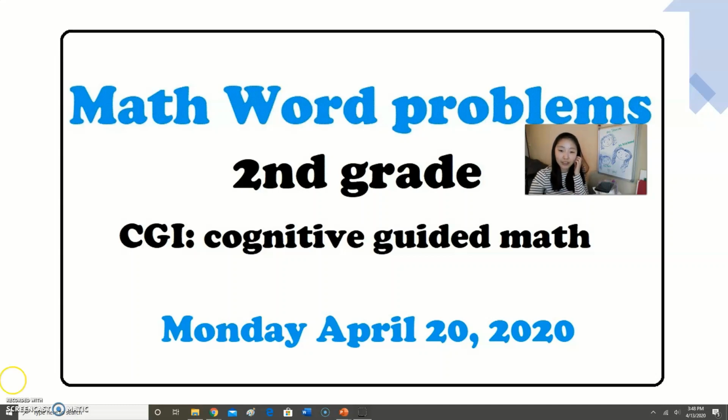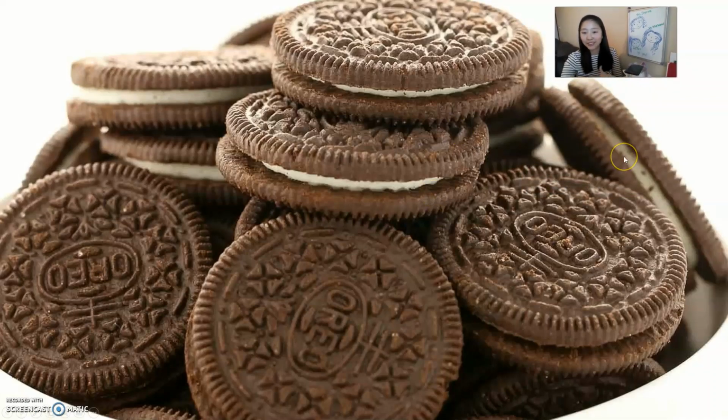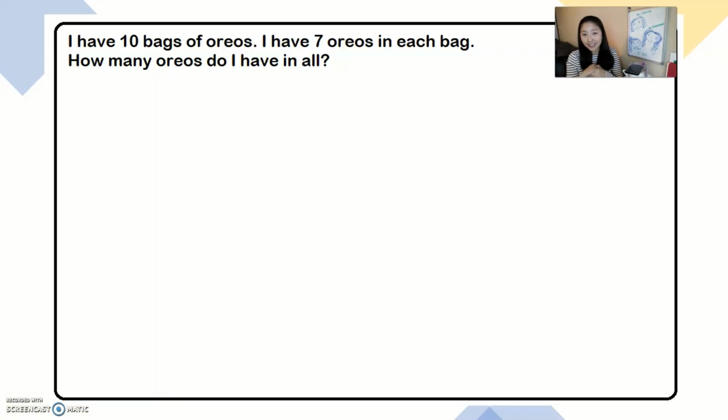Today we are talking about Oreos. I don't know if this is one of your favorites, but it's Miss Park's favorite, and I'm going to talk about the little ones that come in the little bags. This is going to be really important for our question. So our question today is, imagine yourself having 10 bags of Oreos, which I really wish I had, which I don't. And I have 7 Oreos in each bag. So I want to know how many Oreos do I have in all?